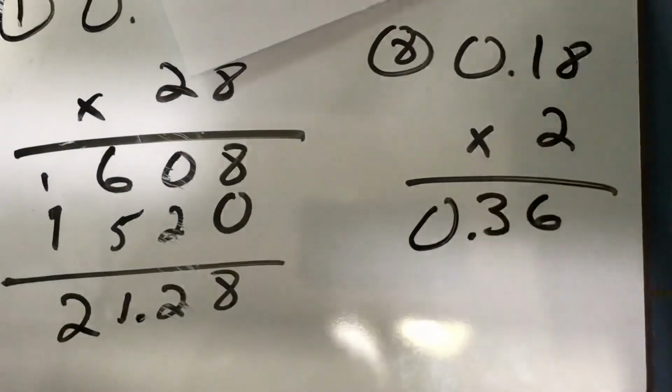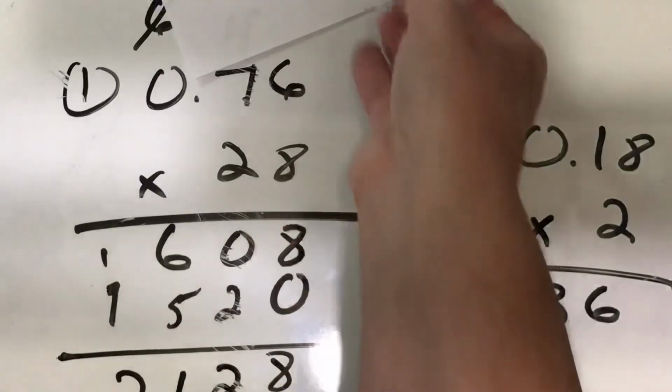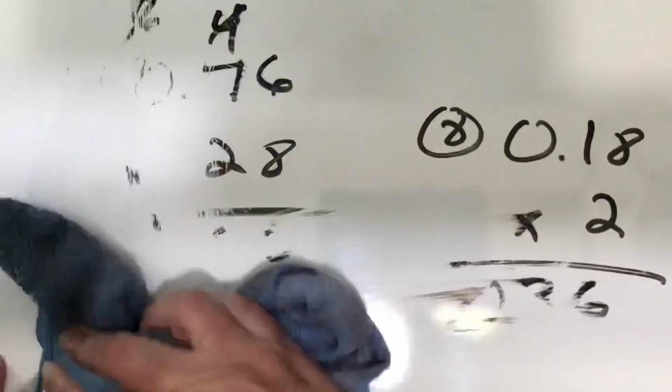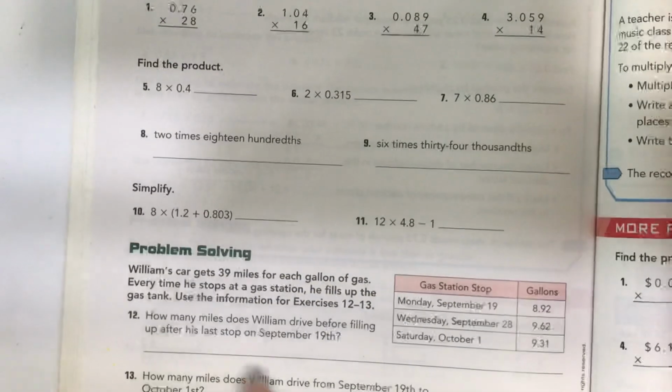All right, and 10 and 11, the directions say simplify. Remember, when it says simplify, that means solve. Make sure you do what is in the parentheses first on number 10. Okay, and on number 11, you have to multiply and then subtract 1. You only have to do 1 through 11 on page 202. You do not have to do the word problems.